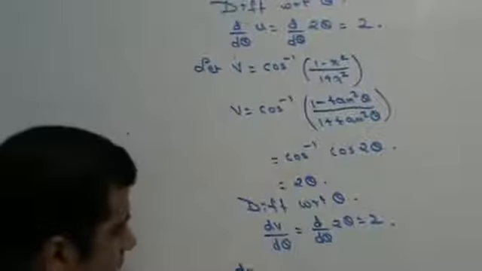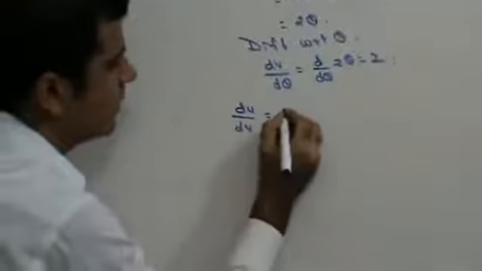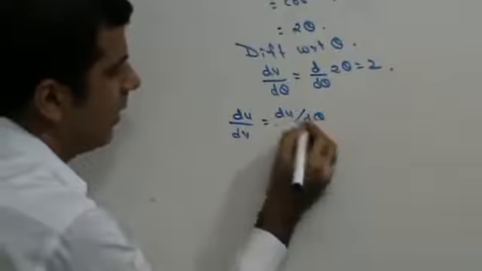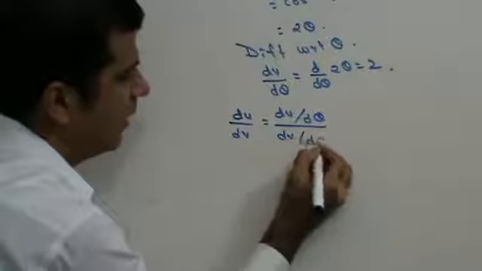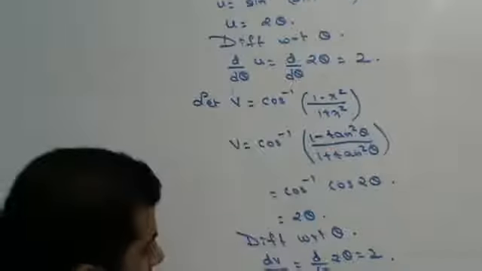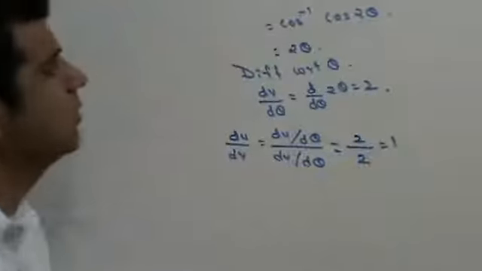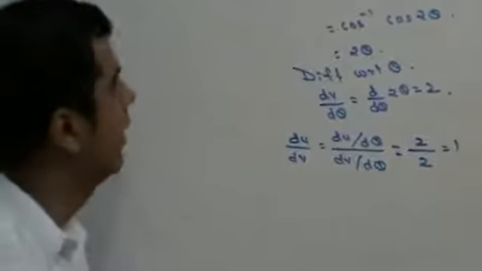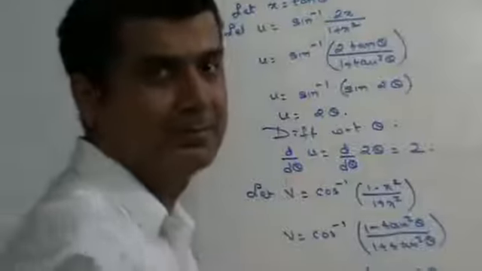Once you have this, now you can solve the sum. You can say that du by dv is nothing but du by d theta upon dv by d theta. Du by d theta you found out as 2, dv by d theta is 2, answer is 1. Right? Let's move on to the next sum, the last sum to finish this chapter.